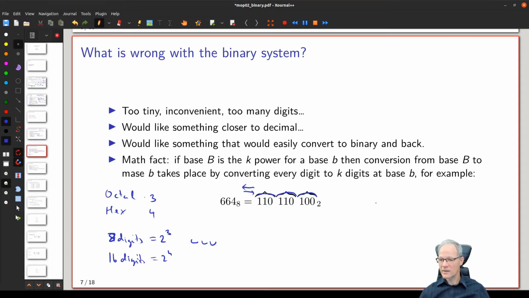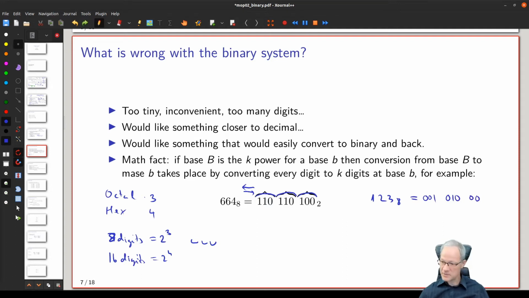So let's try it again. Let me do 1, 2, 3 in octal. What would that be in binary? For the 1, it's 0, 0, 1. For 2, it's 0, 1, 0. And for 3, it's 0, 1, 1.